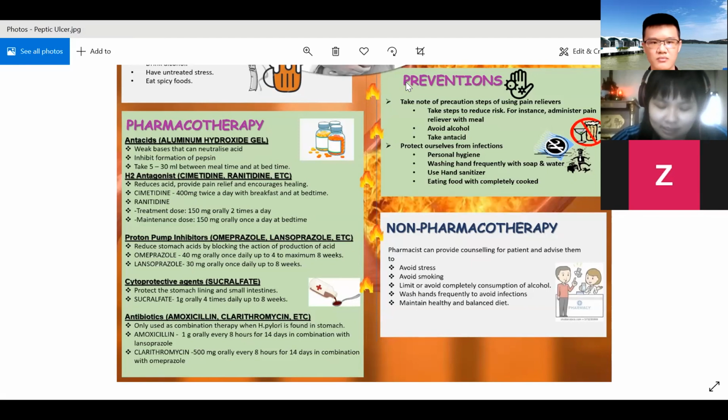The common side effects found in this class, antacids, are constipation and diarrhea. These two are the most common side effects found when taking antacids.